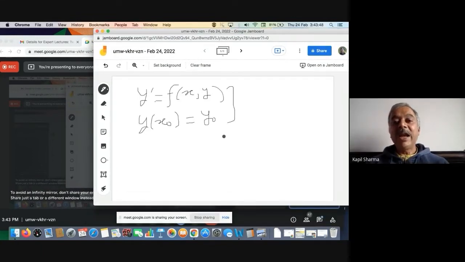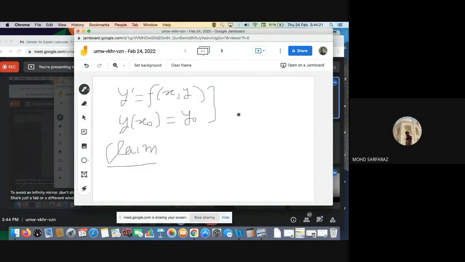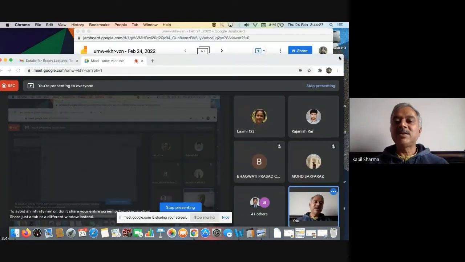So now I am claiming, and you can counter me. What is my claim? My claim is that we do not have any method to find its exact solution. Did you hear my claim? So can anybody answer? Does anybody have any technique to find the exact solution of this problem?